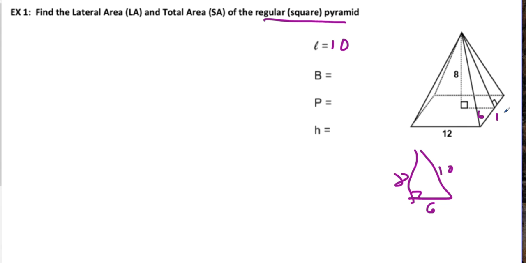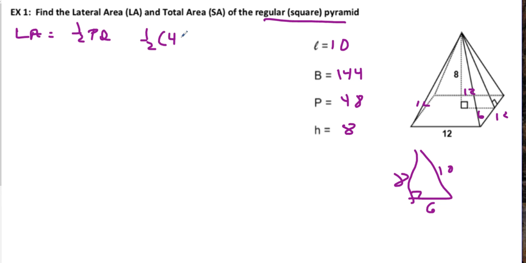Area of the base is just 12 times 12, which is 144. Perimeter is 12 plus 12 plus 12 plus 12, or 12 times 4, since it's a square, is 48. And of course the height of the pyramid is given to us. So when we look at lateral area, we want to write down our formulas until we have them well more than memorized. 1/2 PL. And we're going to plug in these numbers. So it's just simply going to be 1/2 perimeter 48 times 10. So we just basically have 24 times 10, which is 240, right? So it's equal to 240 units squared.